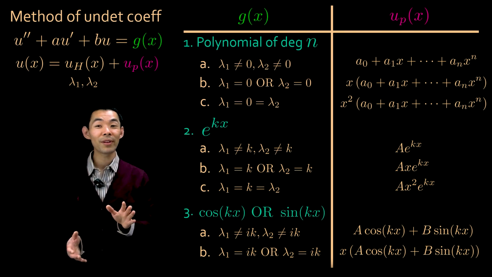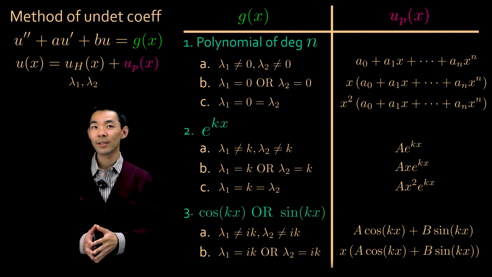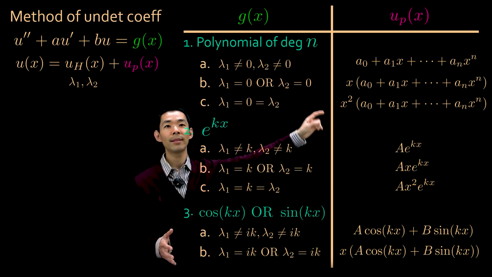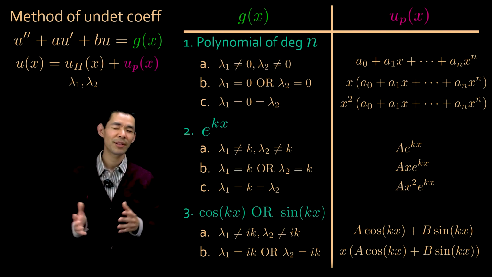We'll do a couple of examples and you'll see how all of this comes together, but also you'll see how we're going to find the constants, a sub n's, capital A and B. So let's do a couple of examples to see how this all comes together.